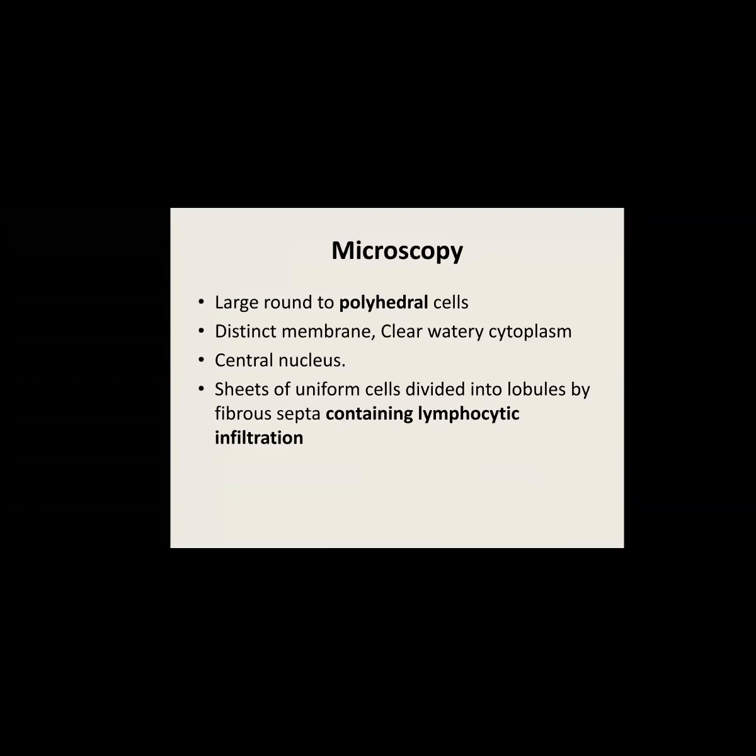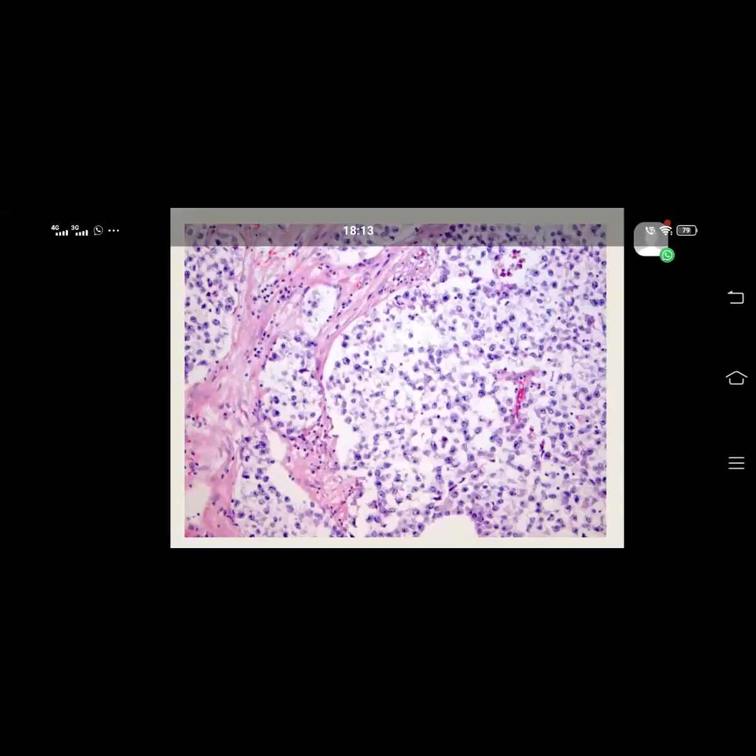On microscopy, you will see large polyhedral cells with clear cytoplasm and a central nucleus. Of note, these sheets of cells will be divided into lobules separated by septa containing lymphocytic infiltration. I will show you in the slide clearly.